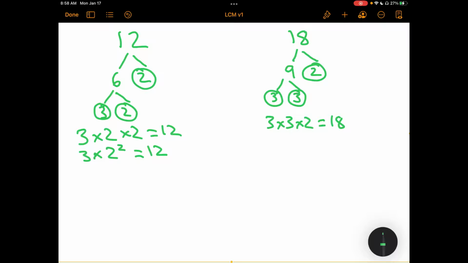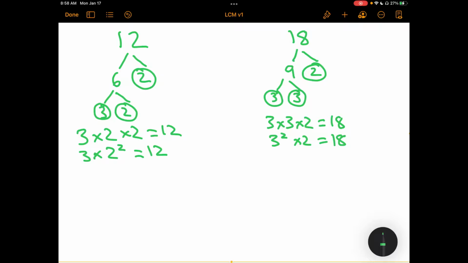And we can also rewrite it just like we did on the left-hand side. 3 squared times 2. Still going to give you 18. Just another way to rewrite it. But for this problem, we were asked to find the least common multiple. So now that we have found the prime factorizations, we use these prime factorizations to find the least common multiple. So in this case, I'm going to use the prime factorizations from the number 12 and the number 18 to give me my least common multiple of those two numbers.